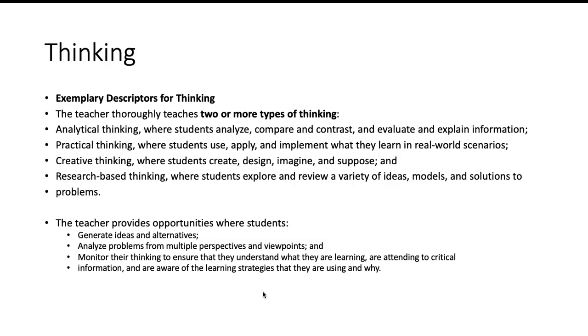Or the diversions. So there's a lot of great ways where you can incorporate different types of thinking into lessons and units in science. You need to be able to provide opportunities where students can generate ideas and alternatives. An easy way to do this is just by asking your students to come up with alternative experimental designs. You could also have your students analyze problems from multiple perspectives and viewpoints.